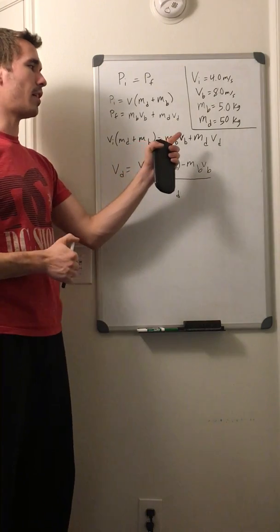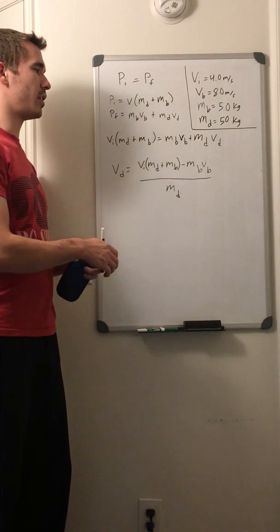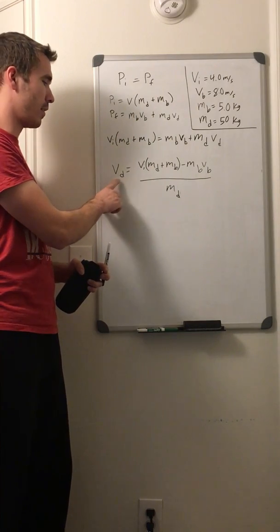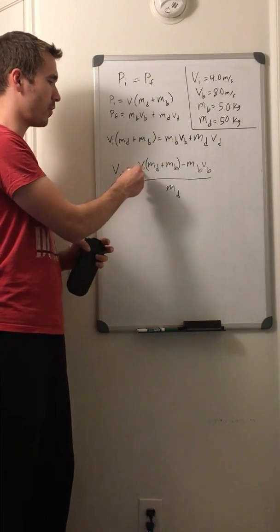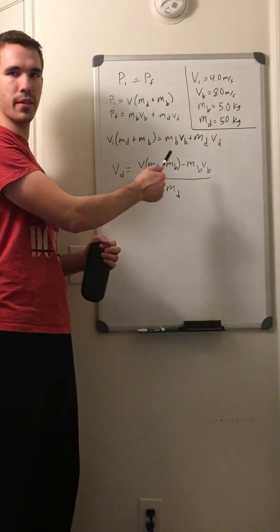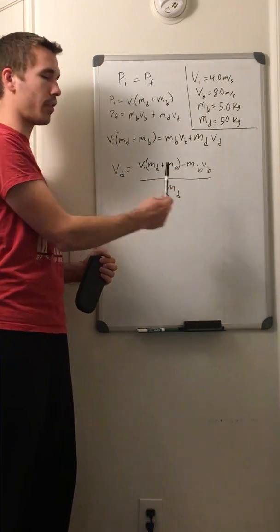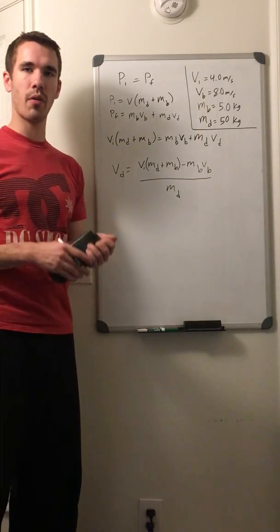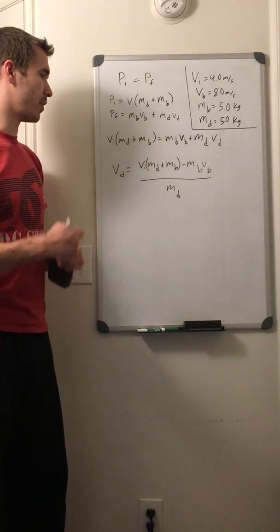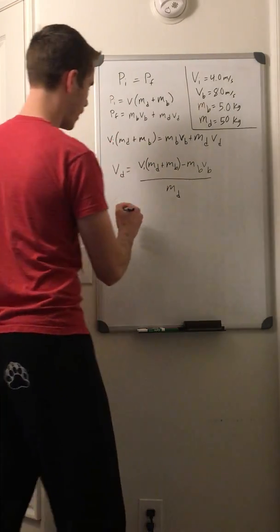From this equation, if we're solving for the speed that Dan is traveling now that he's off his board, we can just set it all equal to the velocity of Dan. And from that we get the velocity of Dan equals the initial velocity times the mass of Dan plus the mass of the board, minus the mass of the board times the velocity of the board, all over the mass of Dan. Once we're at this point, all we need to do is enter in the values that we've been given or that we found, and we should be able to get the speed of Dan when he's off the board. So we'll enter that in here really quick.